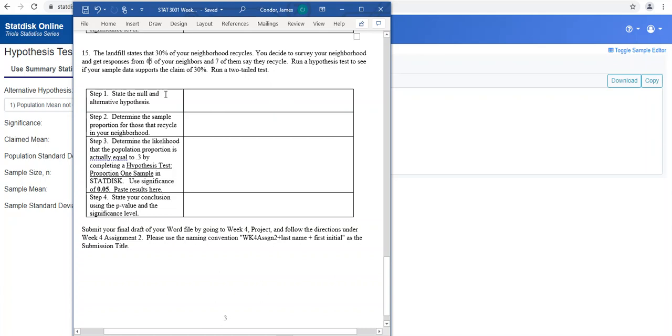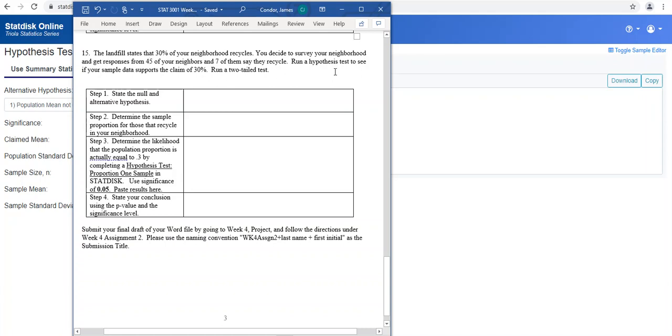So state the null and alternative hypothesis. Well, again, they're stating that 30% recycles. That is the null hypothesis, that the proportion is equal to 30%. And the alternative then would be that the proportion is not equal to 30%. That's it. Very straightforward.